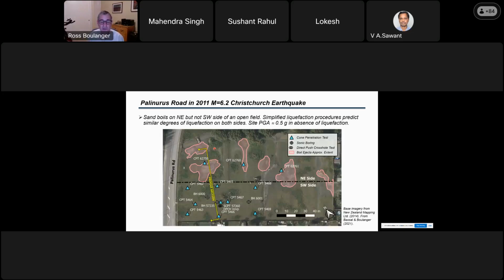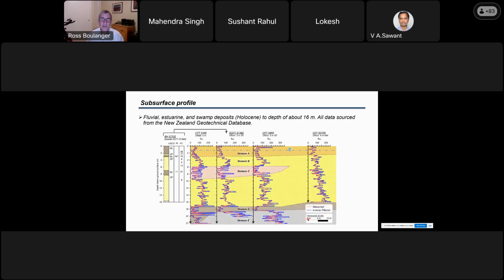So Palinurus Road is a site from Christchurch. It's an open sand, grassy field, with sand boils on the north and no sand boils on the south. The question was why the difference? One-dimensional simplified analyses do not show any difference between these two. So this is an area of fluvial, estuarine, and swamp deposits, Holocene deposits to a depth of about 16 meters. And here we're sourcing all the data from the New Zealand Geotechnical Database.